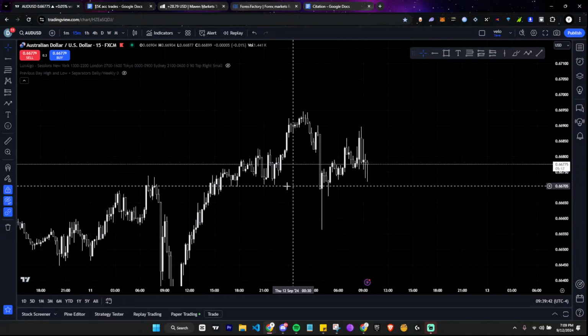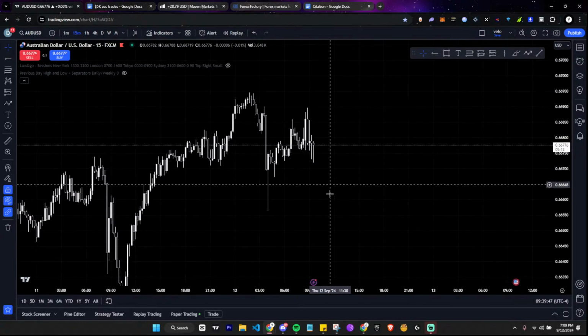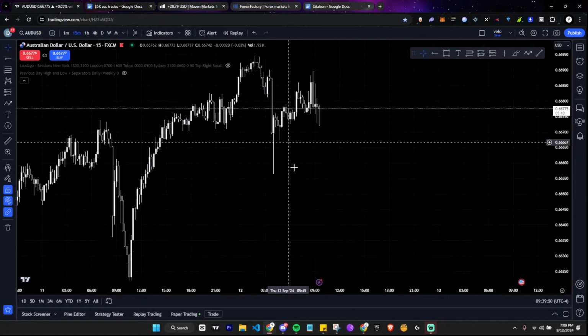As you guys can see over here, we have a market structure shift, pretty good displacement right here, and then we pulled back towards this order block. This is where I entered. Okay, I entered here to take a partial over here, because this was a 1 to 10.